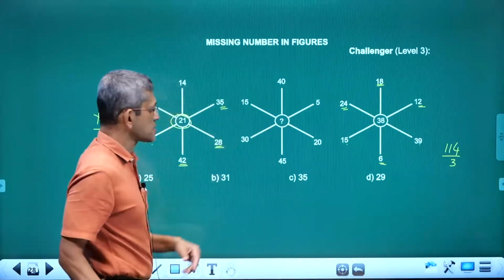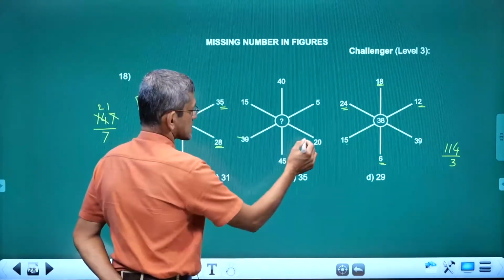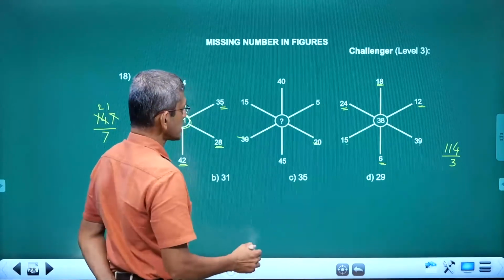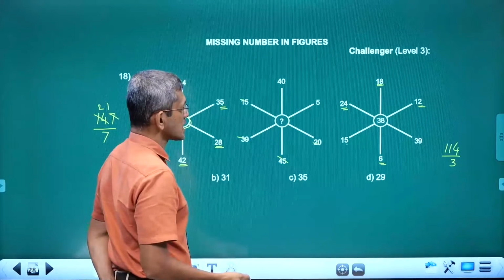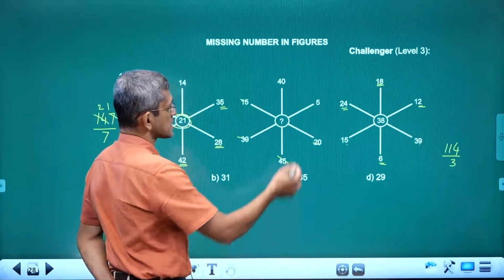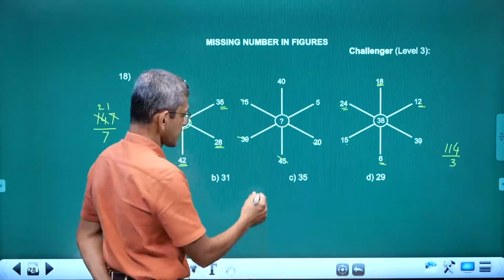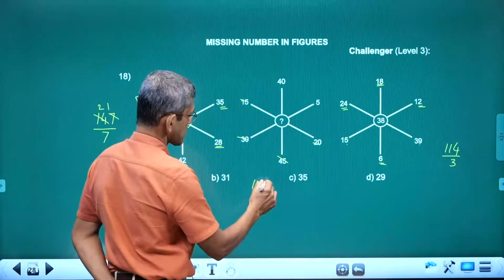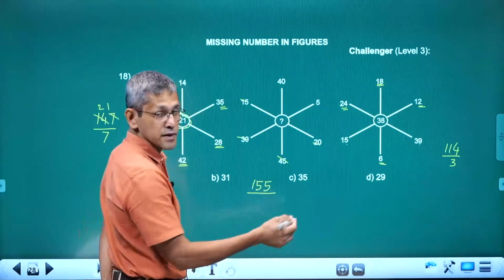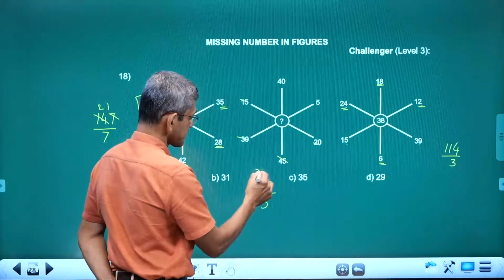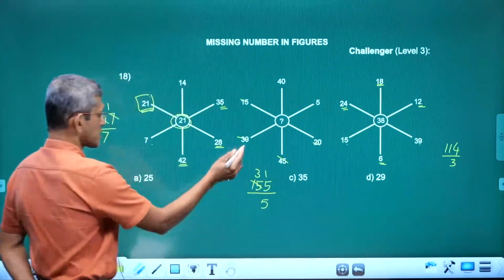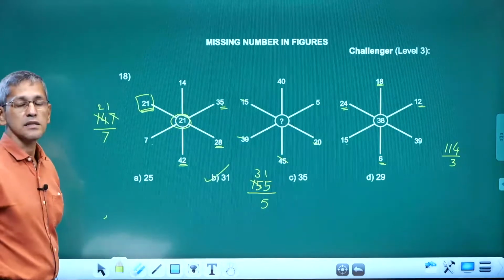So we apply the same pattern here. Add it up. 30 plus 20, 50, 50, and we have, this is 60. So 50 plus 60, 110. 110 plus 45. So 155. 155 divided by 5. Why is it 5? These are all multiples of 5. How many times? 3. 31. So the answer is 31. So that's the answer in this case.